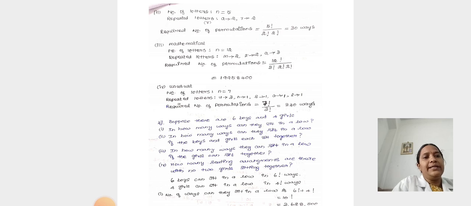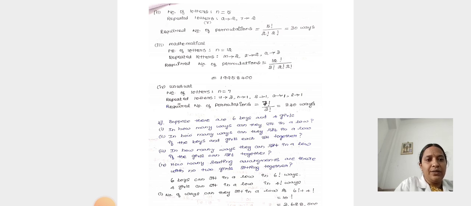The third word is mathematical. Here the number of letters n is equal to 12. Repeated letters: m is 2 times, t is repeated 2 times and a is repeated 3 times. The required number of permutations is 12 factorial by 3 factorial into 2 factorial into 2 factorial. Simplifying, we will get 19958400.